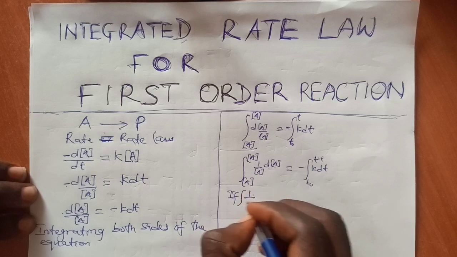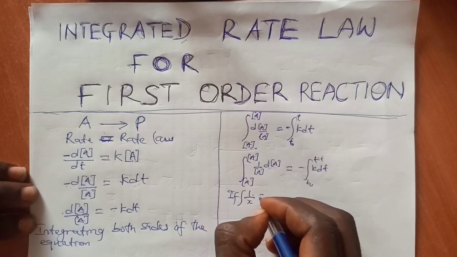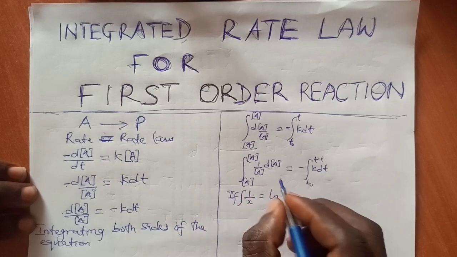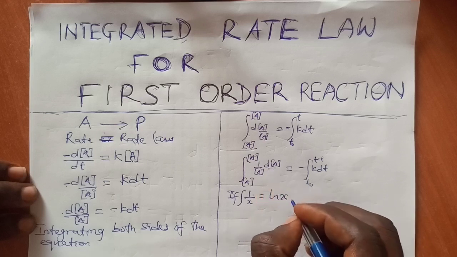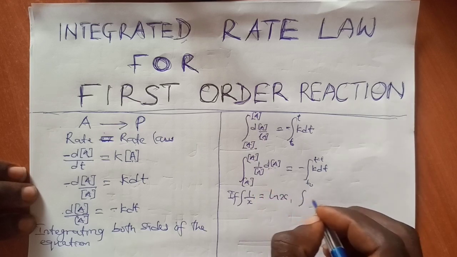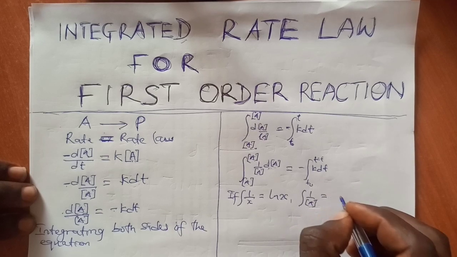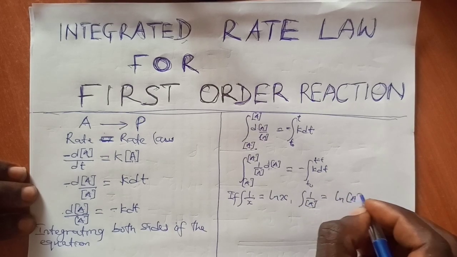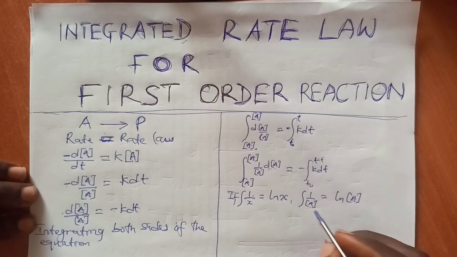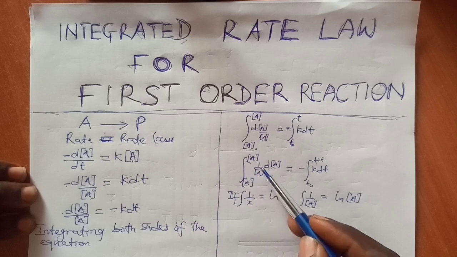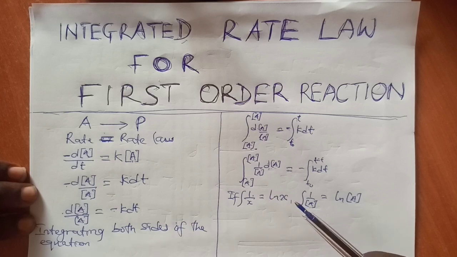the integral of 1 over s is equal to ln s. I want to bring it up here now. So it means that the integral of 1 over the concentration of A will give me ln the concentration of A. I am bringing it up because I am having the integral of 1 over A, so everything here will turn to ln A. That is what it means.